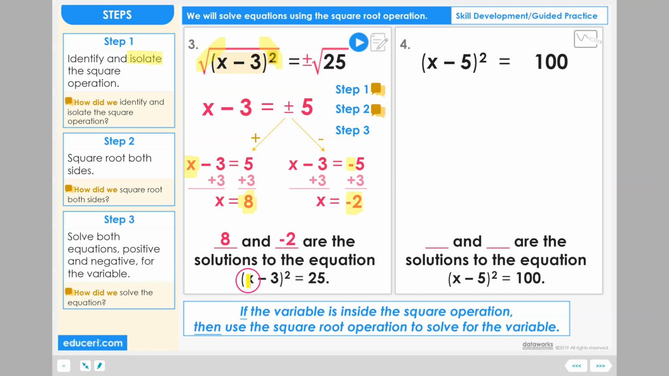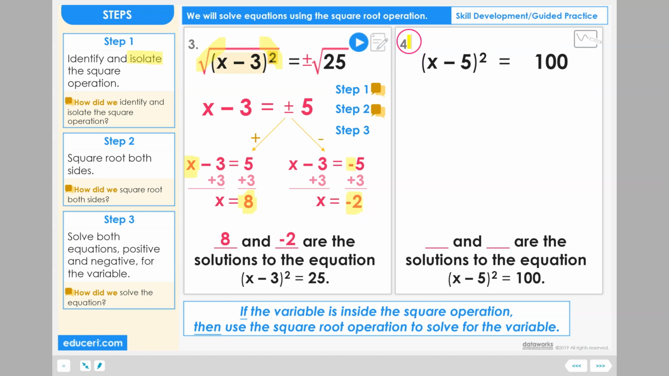The quantity x minus 3 squared equals 25. How did we solve the equation? After creating the equation for the positive 5 and negative 5, we were not done yet. We had to still apply an additive inverse to isolate our variable x, and after this one step, we had our two solutions, 8 and negative 2.